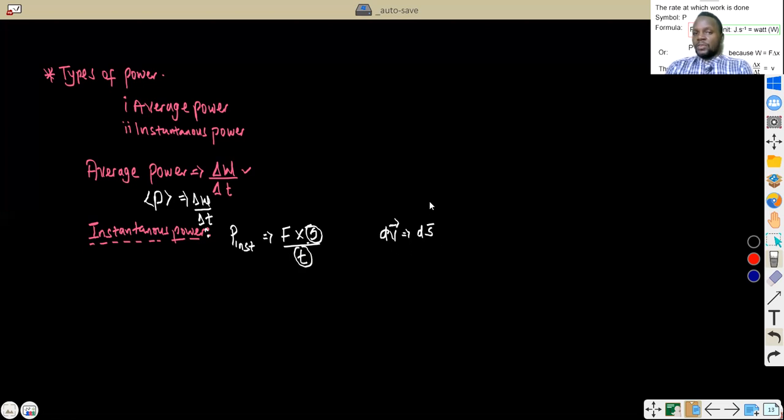So by and large, what I'm saying, my dear student, is that students should keep it at the back of their mind that when you are using the formula for instantaneous power, what you are expected to use is the rate of change of the force multiplied by the velocity vector. So the two formulas we have talked about at the beginning of the introduction are very valid. One is valid for average power, while the other is valid for instantaneous power. So keep this at the back of your mind.